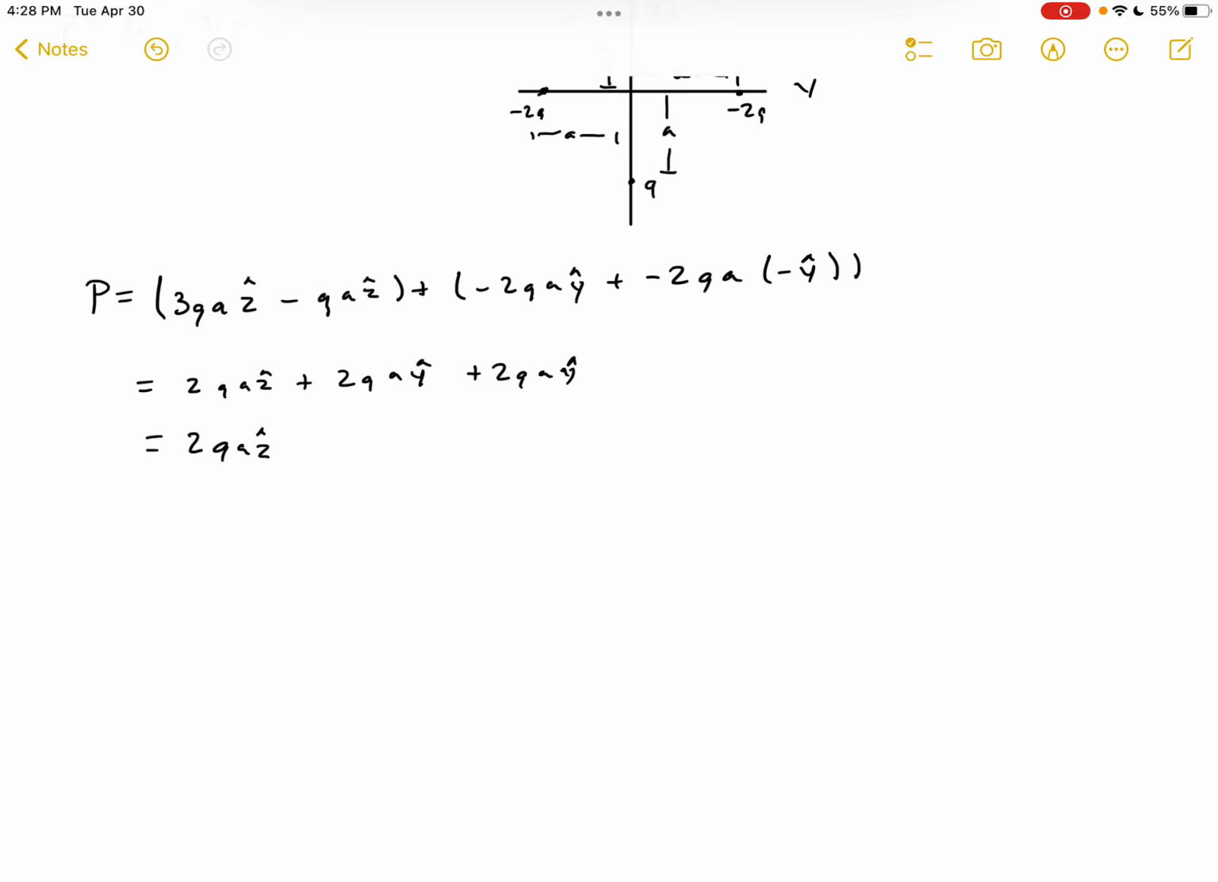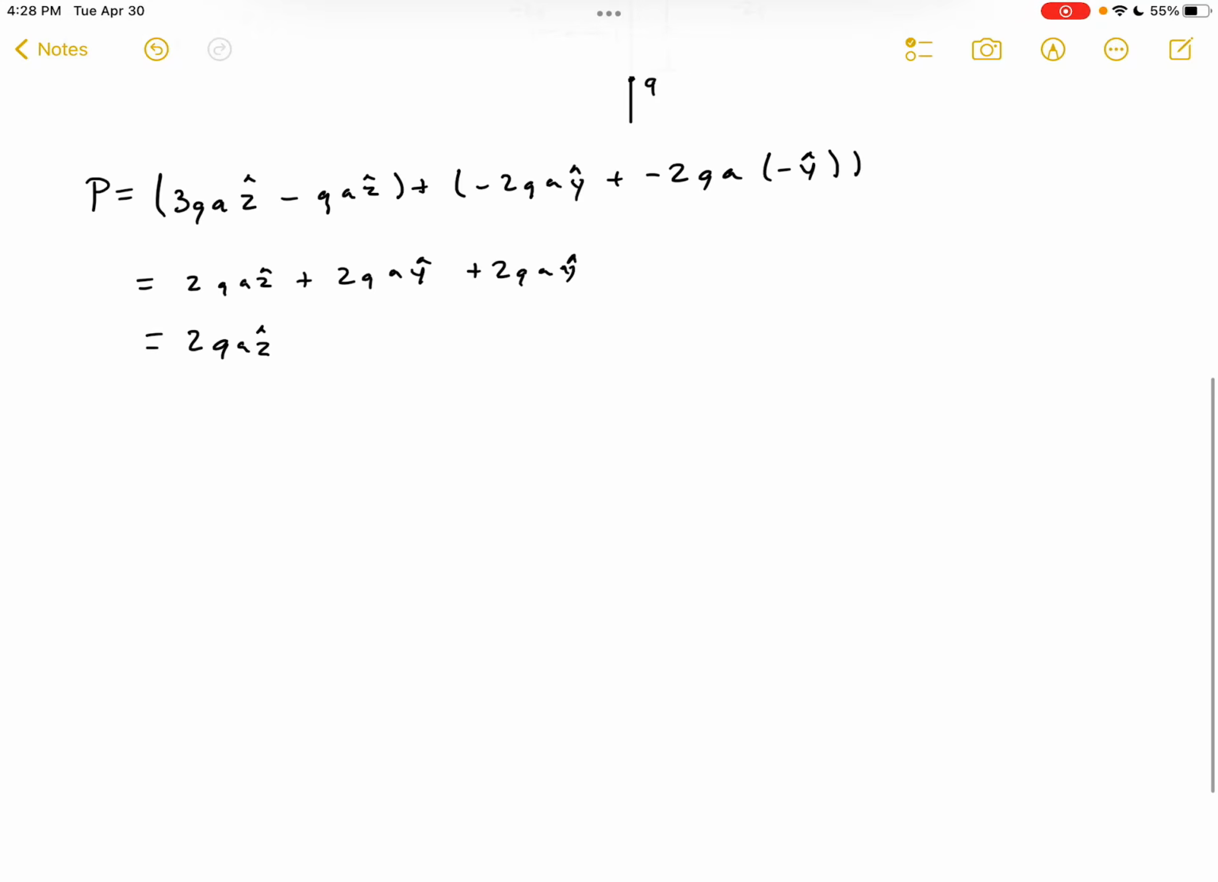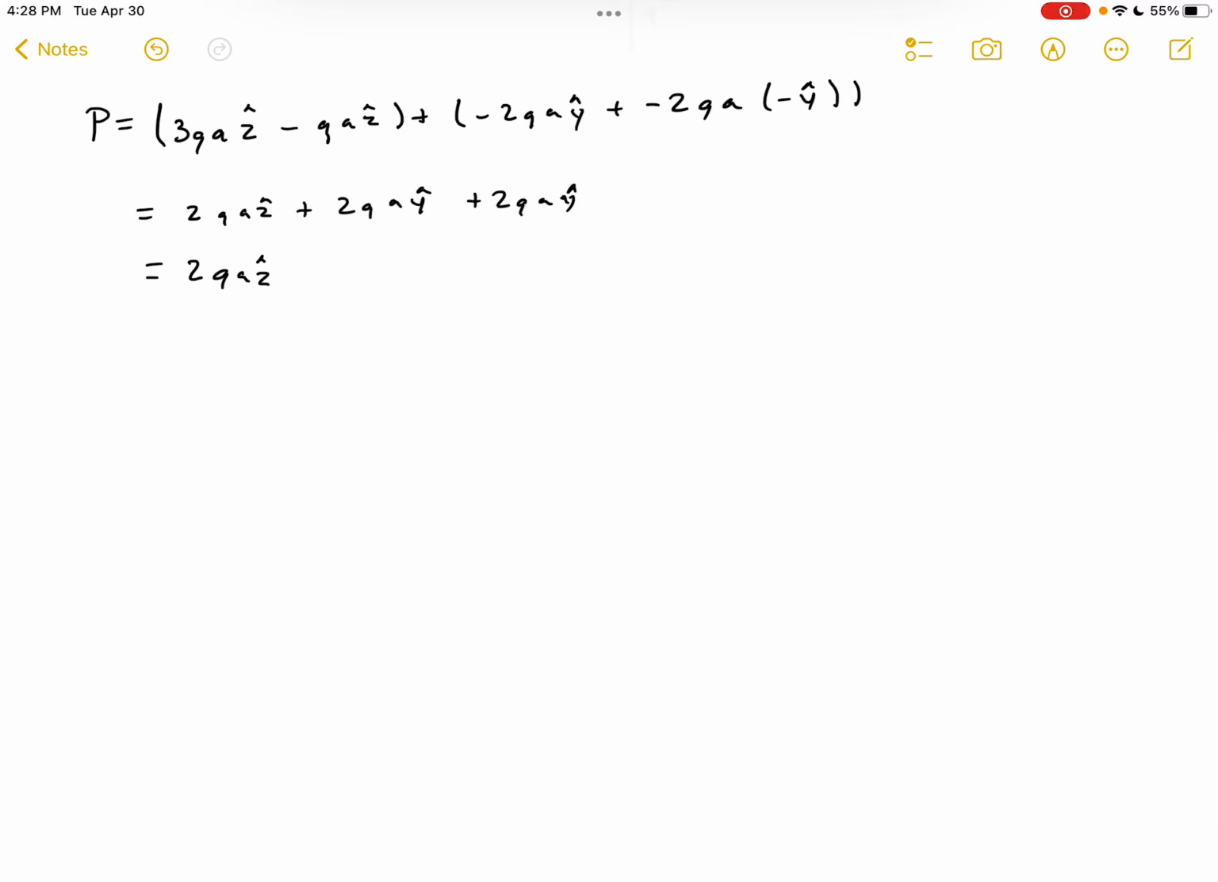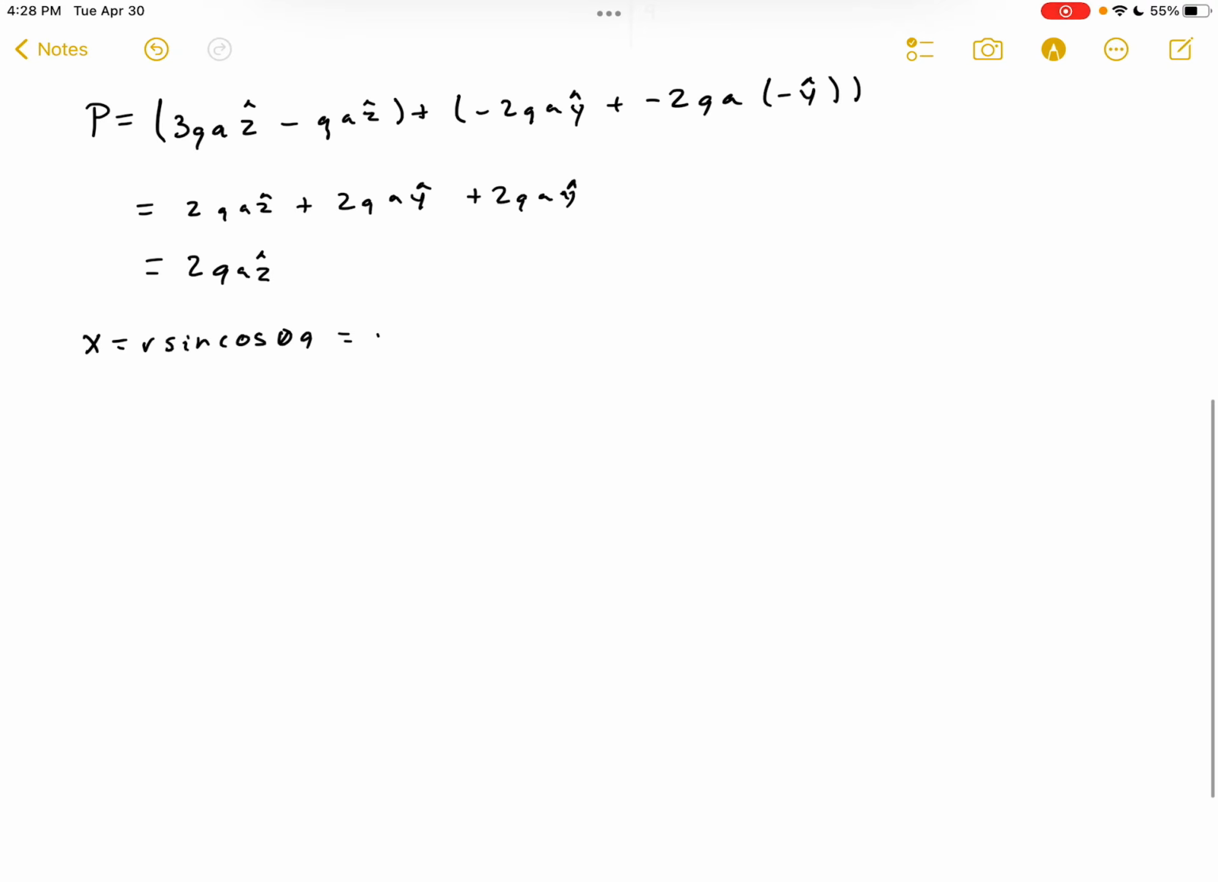So now we want to write the expressions for the position of the point in spherical coordinates, because they ask for them in spherical coordinates. So we know x is simply r sine theta cosine phi, y equals r sine theta sine phi, and z equals r cosine theta.